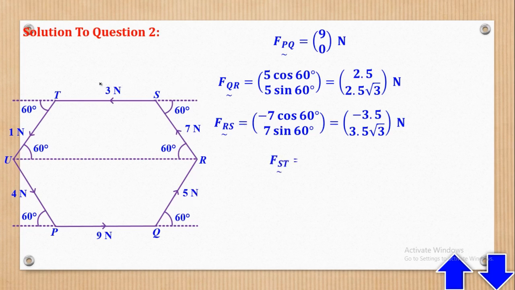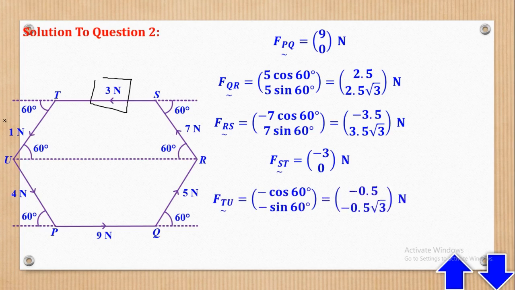Next is the 3 Newton force. The 3 Newton force is entirely horizontal, but it's going to the left, meaning horizontal will be negative 3 and vertical will be 0. The next is the 1 Newton force. The 1 Newton force is inclined at an angle of 60 degrees to the horizontal. So horizontally it will be to the left, which is negative, and vertically it will be downwards, which is negative. So that explains why both have negative signs.